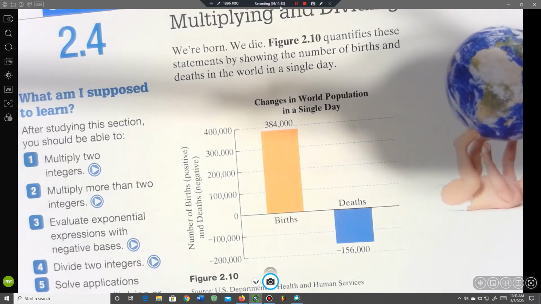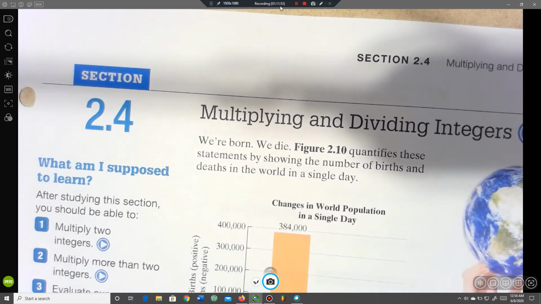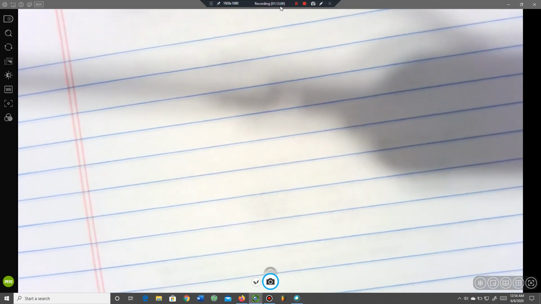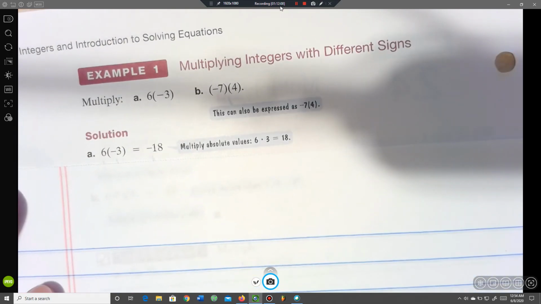Anyway, I'm done with section 2.3, so I'm moving on to section 2.4, which is the section on multiplication and division of integers. There's nothing to this section really. Again, if you already know how to multiply signs, how to multiply integers, don't worry about this lesson. So I'm just moving on to example 1.